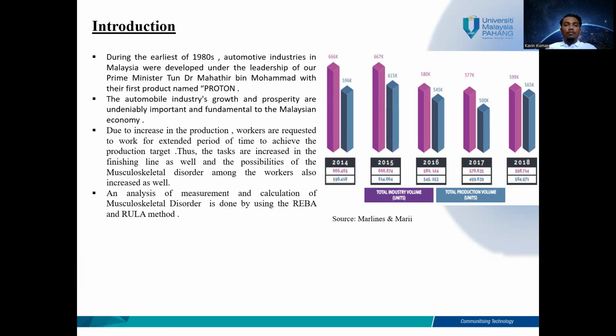So an analysis of measurement and calculation of musculoskeletal disorder is done by using the REBA and RULA methods. The reason we are using the REBA and RULA methods is because the tasks involve repetitive motion and awkward posture as well.